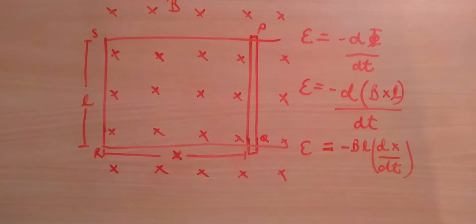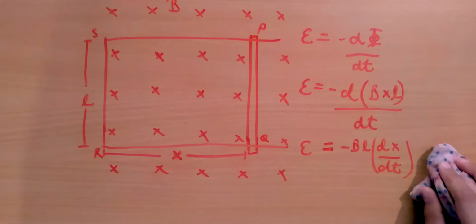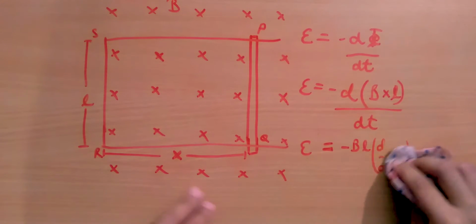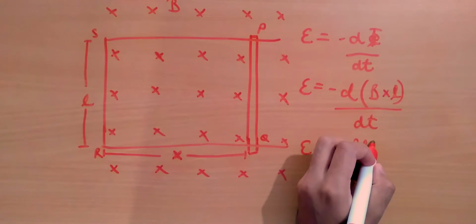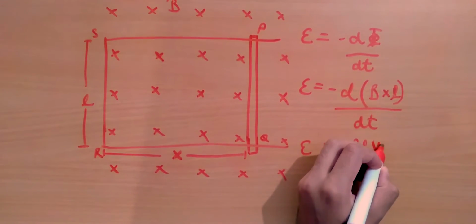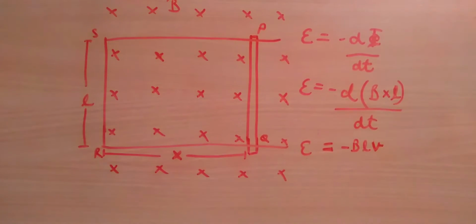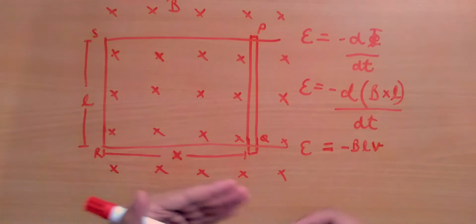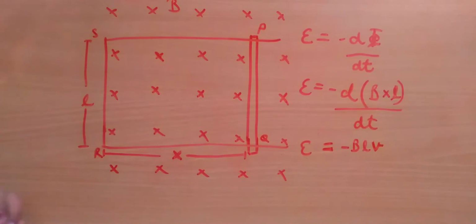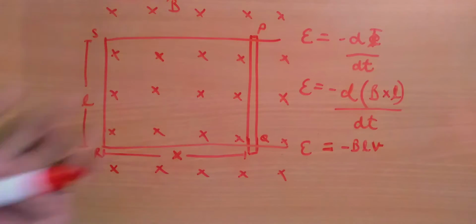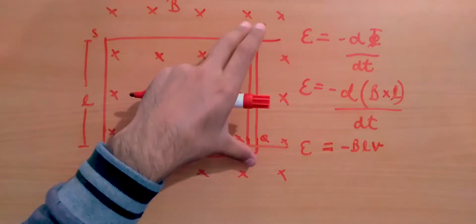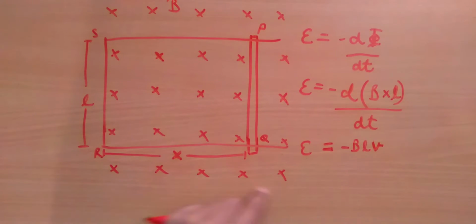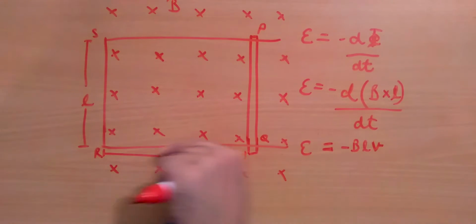So I can replace dx by dt simply by v, the velocity of this rod, and I'm left with BLV. I've assumed that I'm moving the rod with a constant velocity, which is V, and so the EMF induced would be equal to minus BLV, where B is the uniform magnetic field, L is the length of the rod itself, this length, and V is the speed at which it is being pushed in that direction.